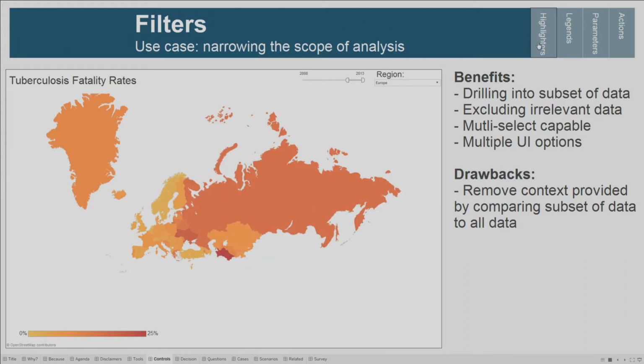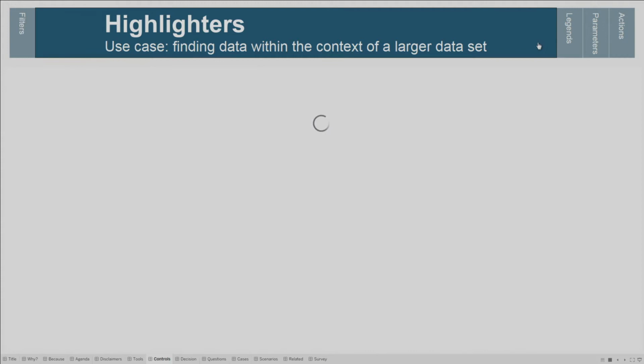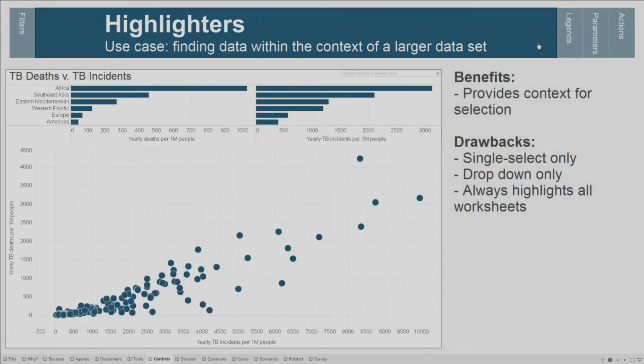The second control we're going to discuss is highlighters. Now, the data highlighter is new in version 10.0. So quick poll, raise your hand if you've used the data highlighter since version 10.0 came out. OK, a few people. I'll take that with a grain of salt. Polling's not an exact science.